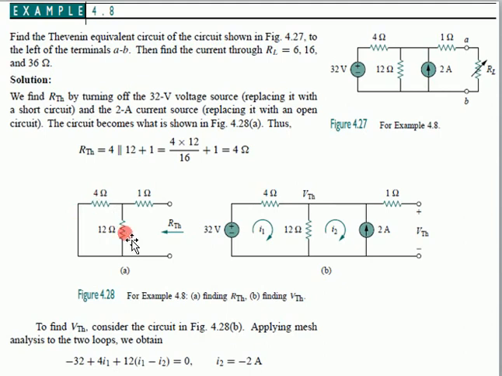So when we see from this side, this 4 ohm and 12 ohm both are parallel with each other. So we will solve for this, and the resultant will be in series with this 1 ohm. That's why solving for this, R Thevenin is equal to 4 ohm parallel with 12 ohm plus 1, and we will get the value of 4 ohm here.